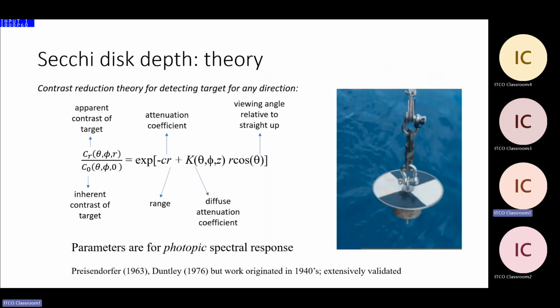So moving on to Secchi disk theory. You guys have probably all heard of the Secchi disk. How many have deployed a Secchi disk? So almost everybody. Yeah, good.